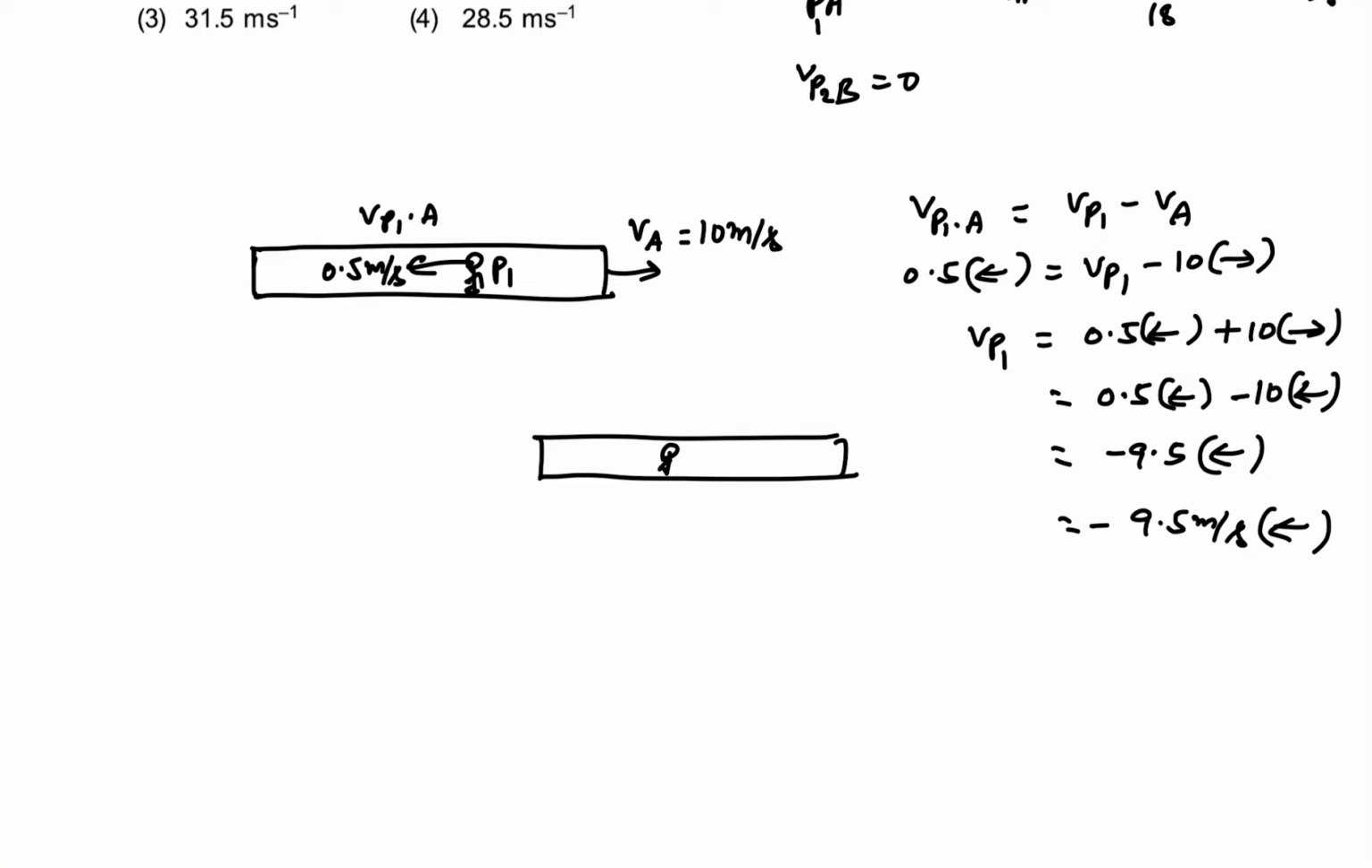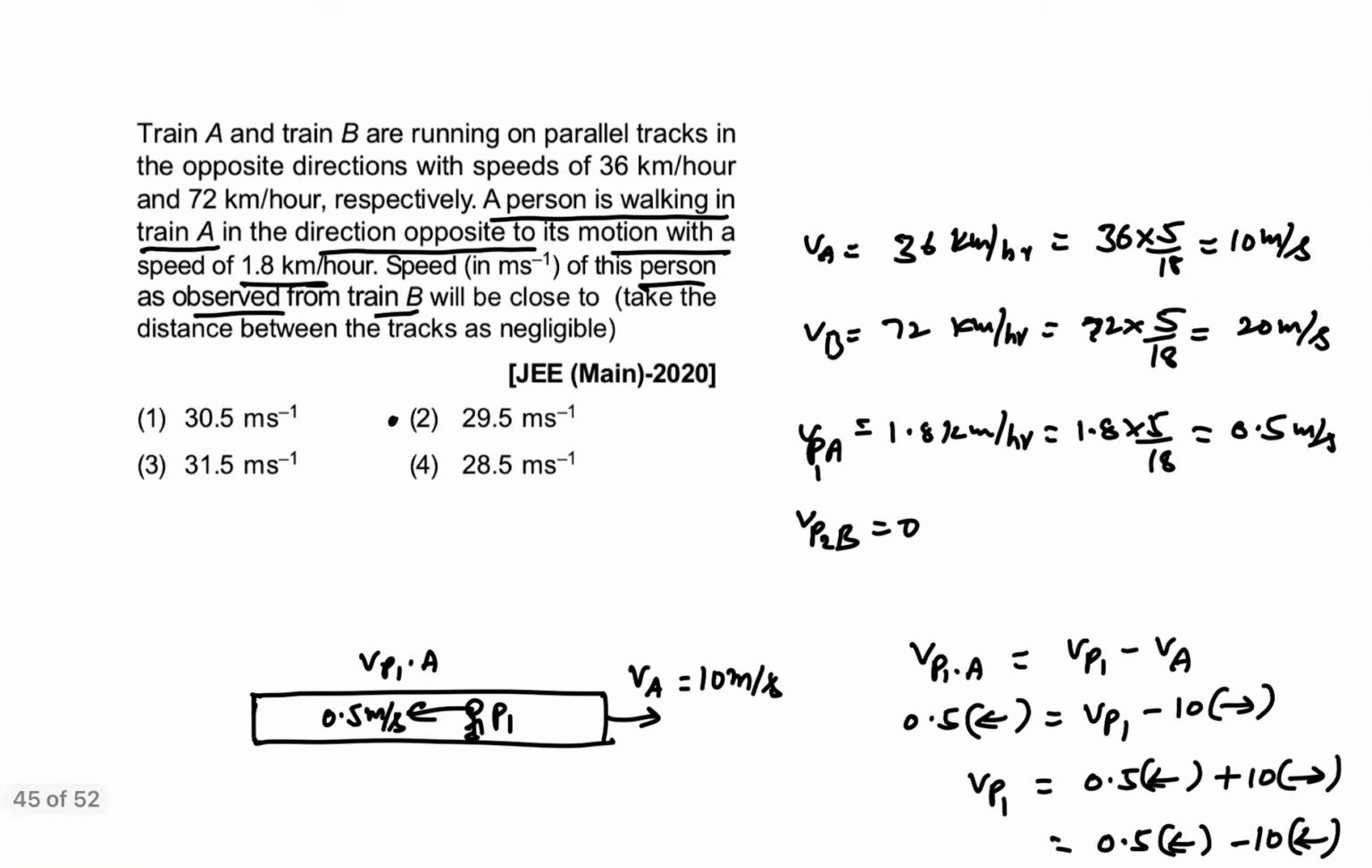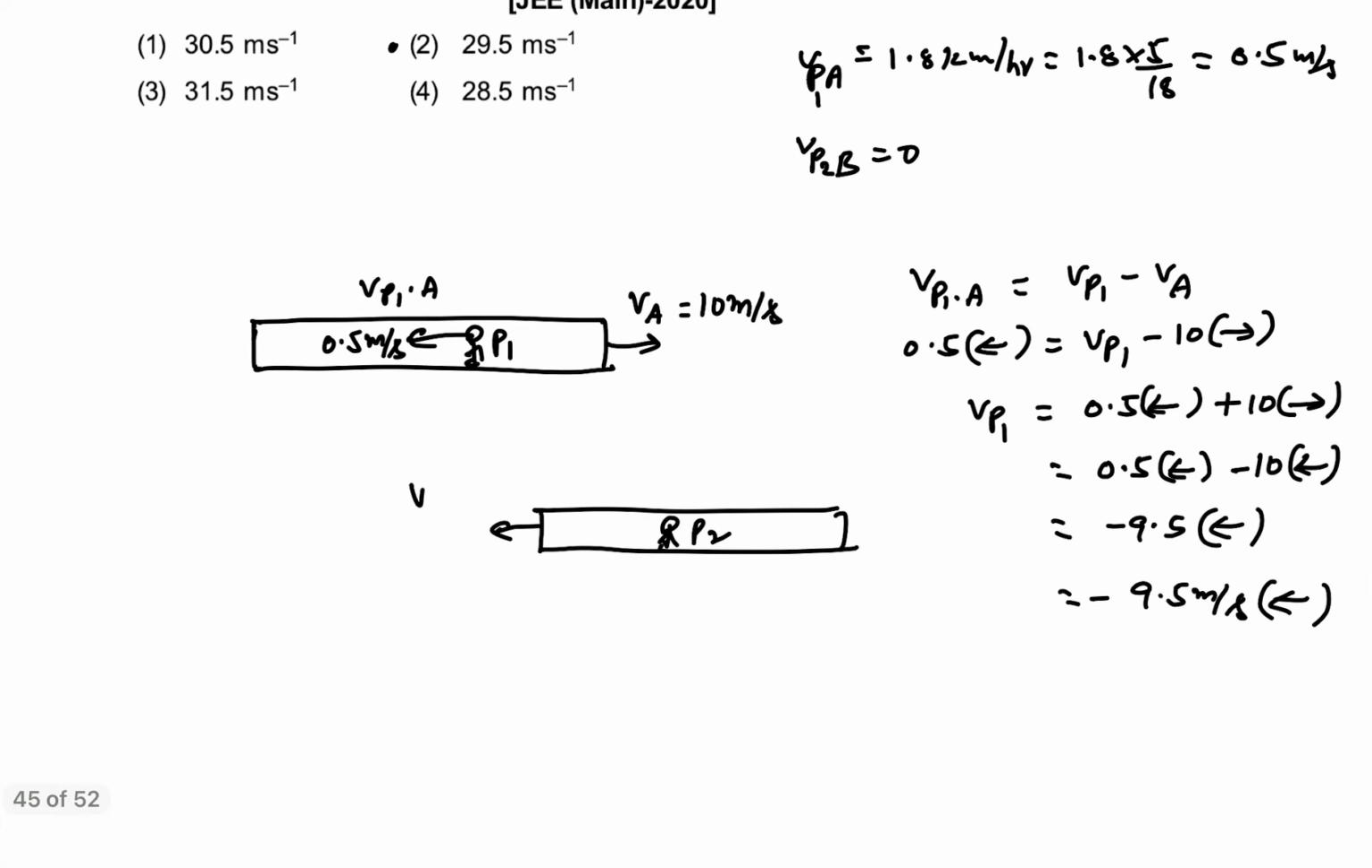There is a train B. Here person P2 is there. B is moving actually in opposite direction. Velocity of the B is equal to 20 meter per second. Now velocity of the person P1 with respect to P2 is equal to how much?